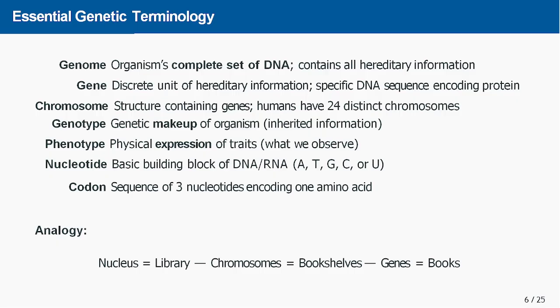Genotype means the genetic makeup of an organism, that will be inherited information. Every time we will have a genotype and we will have a phenotype. Genotype means the genetic makeup of the organism, the inherited information from the parents to the offspring. But phenotype is the physical expression of the trait, what we observe.